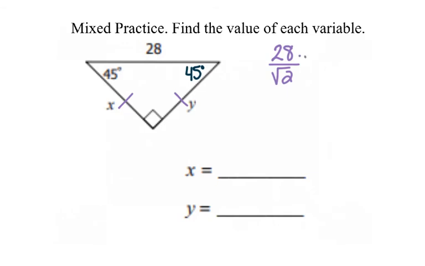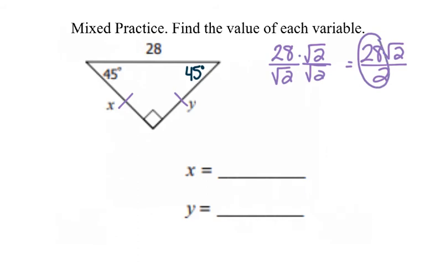Anytime that happens, can't have a radical on the bottom, you multiply by the radical. So the top becomes 28 square root of 2, the bottom would be 2, and this can be simplified, just like when we were doing the quadratic formula. So this is going to simplify to 14 square root of 2. And x and y are both the same, so they're both 14 square root of 2.